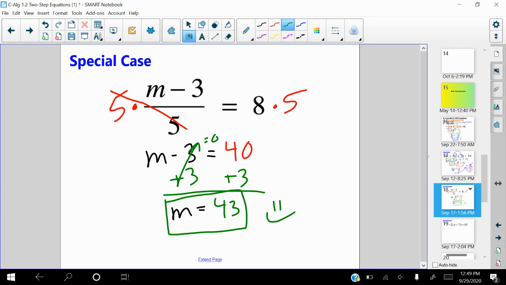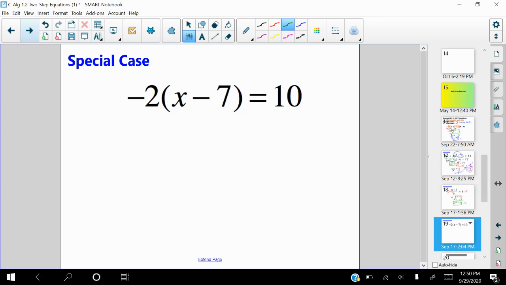Awesome. And again, we multiplied by 5 to cancel out the fraction to be able to access that variable, to access that minus 3. So since it was its own fraction and everything included was a fraction, we have to multiply it by our denominator.